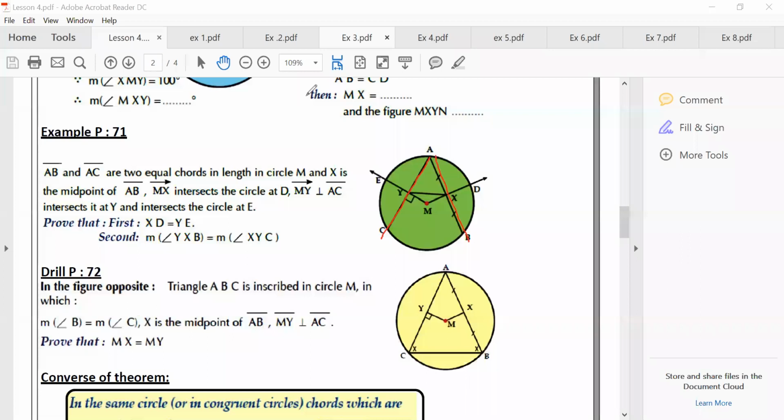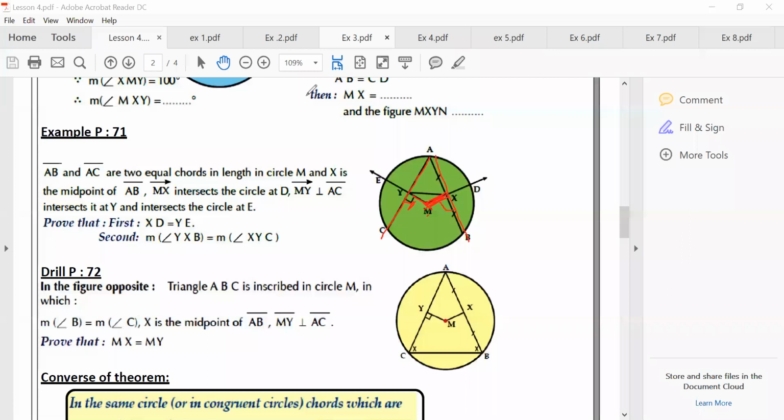MX equals MY. But there is a condition that must be satisfied in order to say that MX equals MY. The distance must be perpendicular. Here MX is perpendicular on AC, but on the second side, MX is not perpendicular to AB. But of course, I will have something to let me prove that MX is perpendicular.